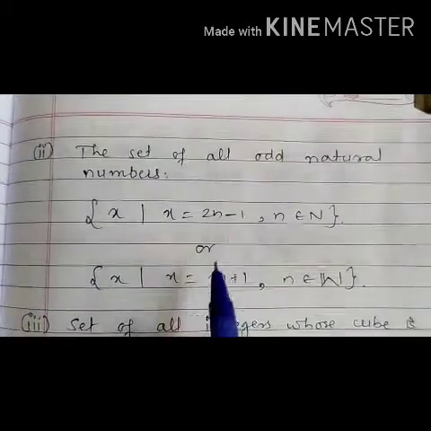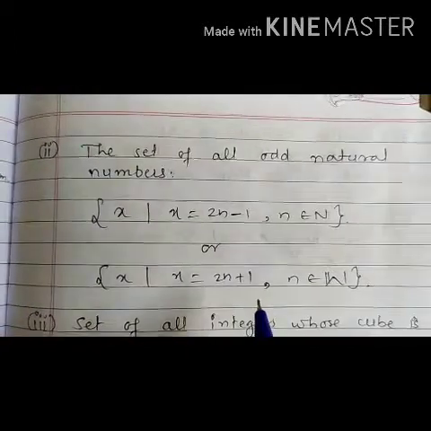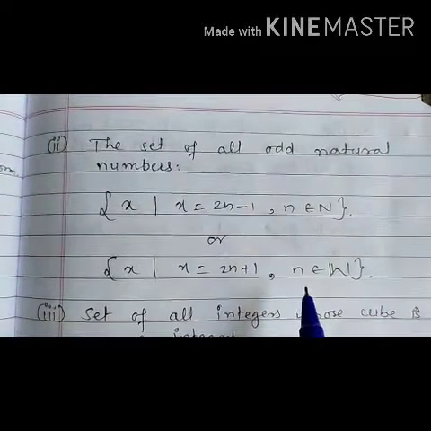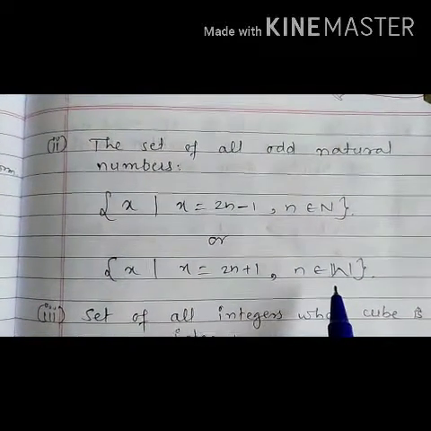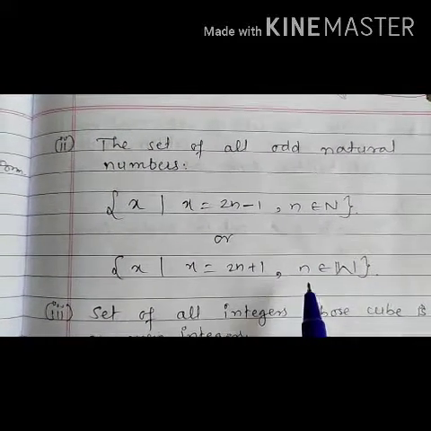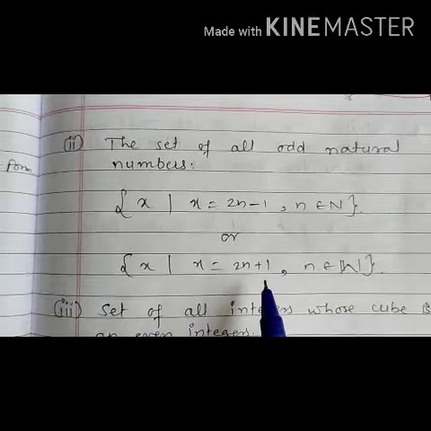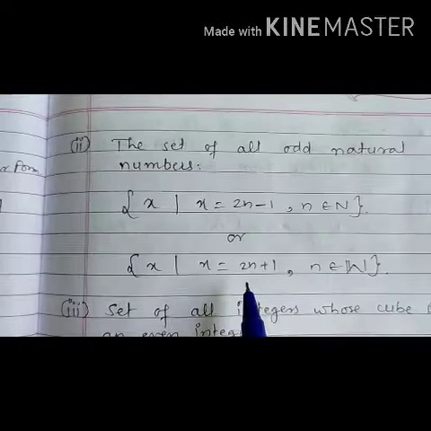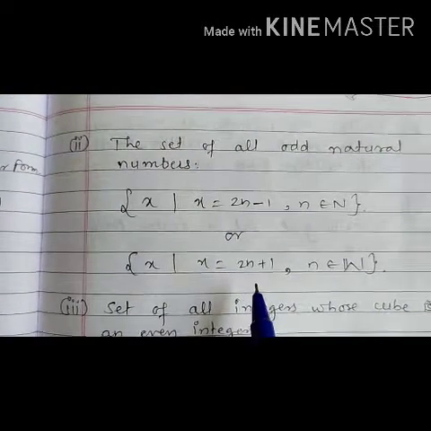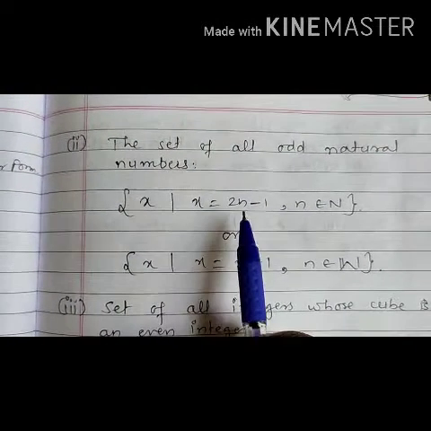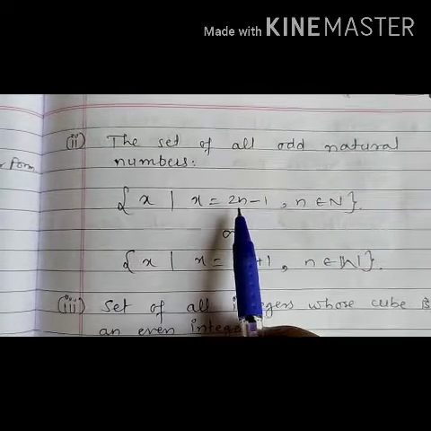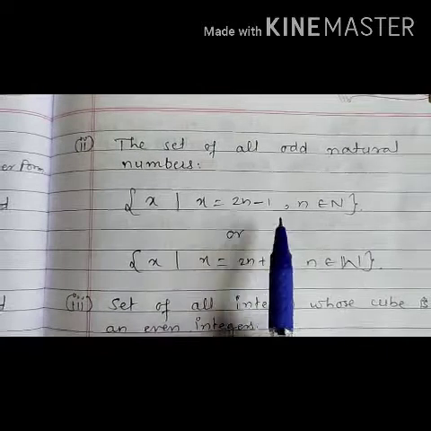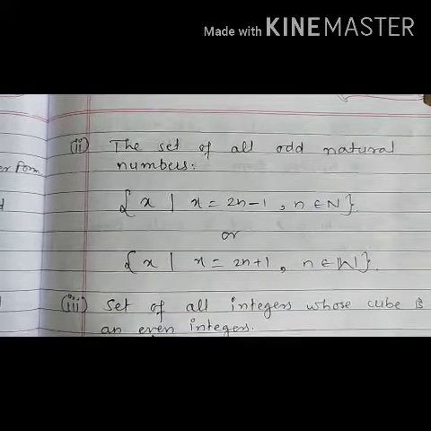Similarly, if you want to write twice n plus 1, at that time you cannot write n belongs to the set of natural numbers. There you have to write n belongs to whole numbers. So if we put n equal to 0, you will get the first odd natural number. If we put n equals 1, you will get 3 as the second odd natural number. Here also if we put n equals 1, 2 into 1 is 2, 2 minus 1 is 1. Similarly you will get the remaining odd natural numbers.